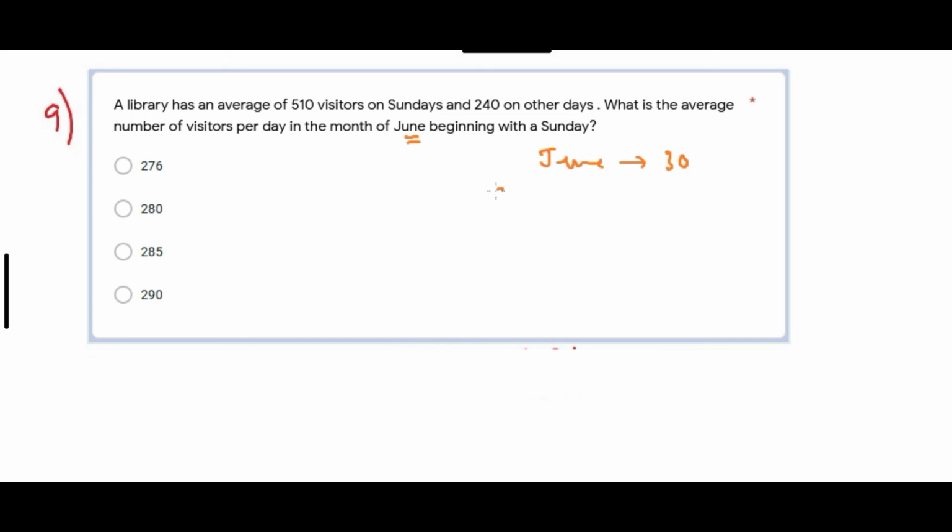30 days, and if we have started with Sunday, again on the 8th Sunday will come, and 8 plus 7, on the 15th Sunday will come, 15 plus 7, on the 22nd Sunday will come, and 22 plus 7, on the 29th Sunday will come. Of course, the 30th day will be the Monday. Okay, so in a week 7 days are there. So out of 7 days, days which are other than Sunday are 6, 6, 6, 6, and here it will be 1. So let me finalize.